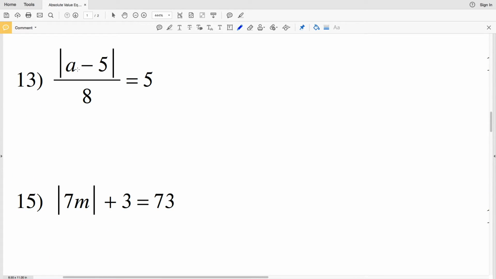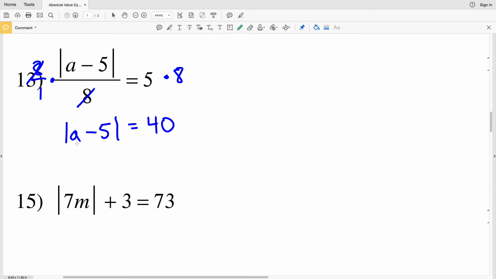For number 13, we have the absolute value of a minus 5 divided by 8 equals 5. We need to get this absolute value quantity by itself so we know what the options are. So we're going to start by multiplying by 8 over 1, which is the same as multiplying by 8. And whatever we do to the left, we do to the right. The 8s will cancel out since 8 divided by 8 is equal to 1. And the absolute value of a minus 5 divided by 1 is simply the absolute value of a minus 5. So we have the absolute value of a minus 5 equal to 5 times 8, which is 40.